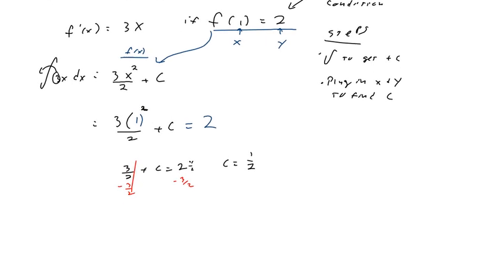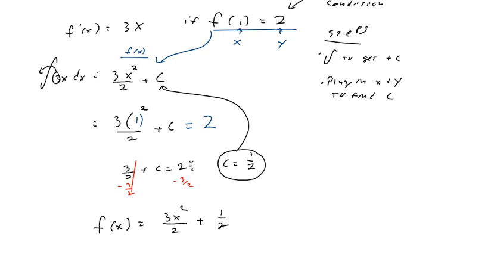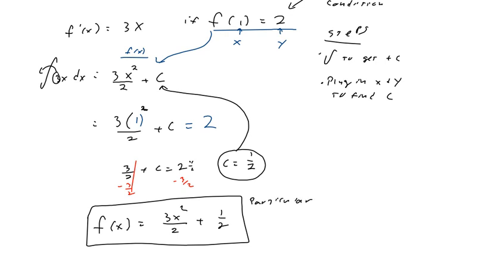And c is 1/2. So that means that my specific solution is f of x equals 3x squared over 2 plus 1/2. This c value gets plugged back in there, and I have my particular solution. I found a particular c that helps me get a specific answer to this equation. What specific equation am I looking for that has this initial condition?